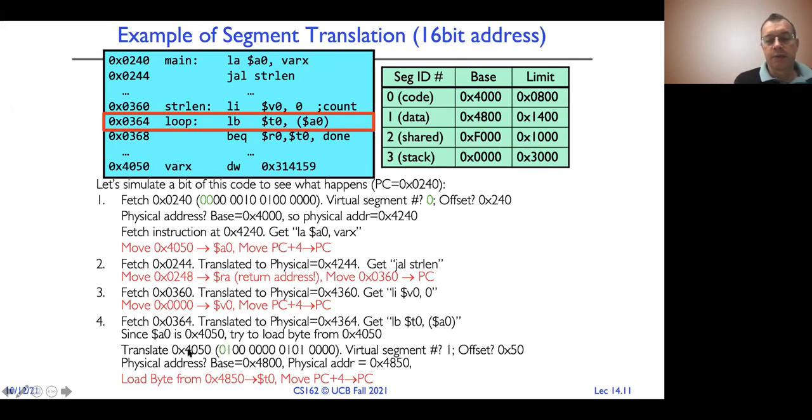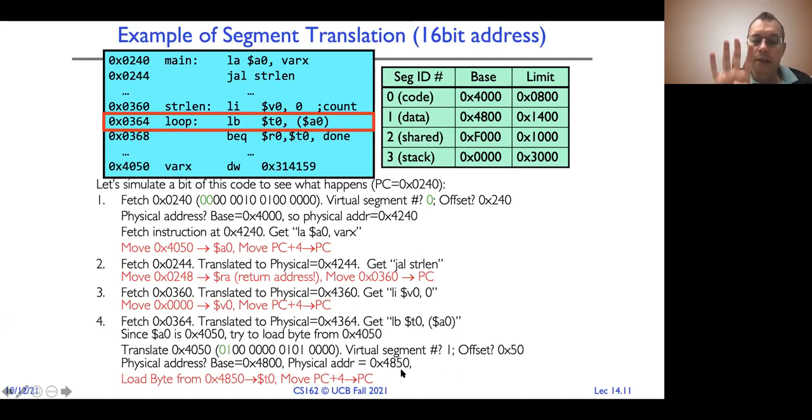The virtual address is 4050, and this is its binary representation. The first 2 bits are 0, 1. So the segment index corresponding to this address is 1, and therefore the base address of that segment is 4800. So you need to add the 4800 to what? To the offset. So what is the offset here? The offset here, notice, is 50.